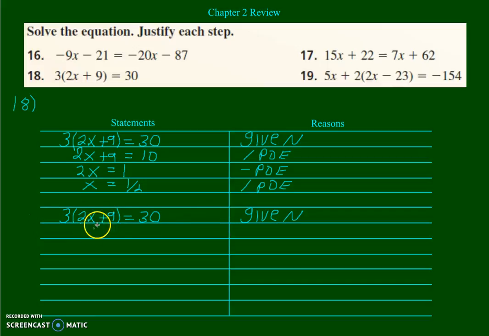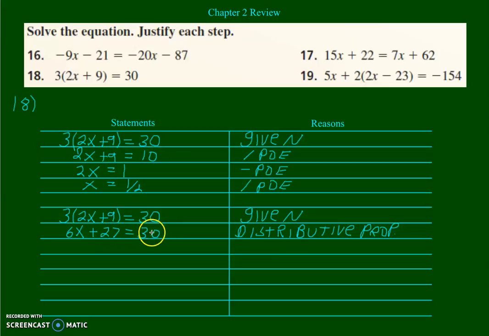Now we'll distribute the 3 across. So 3 times 2x is 6x. 3 times 9 is plus 27 equals 30. And that's the distributive property.